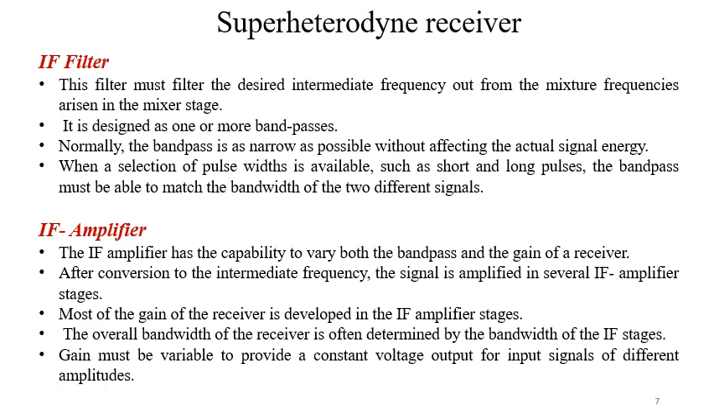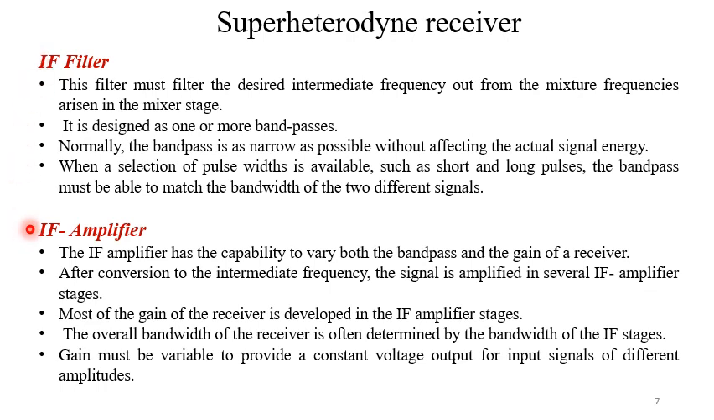Now we will consider the IF filter. This filter must filter the desired intermediate frequency out from the mixture frequency arising in the mixer stage. It is designed as one or more band passes. Normally, the bandpass is as narrow as possible without affecting the actual signal energy. When a selection of pulse width is available, such as short and long pulses, the bandpass must be able to match the bandwidth of the two different signals.